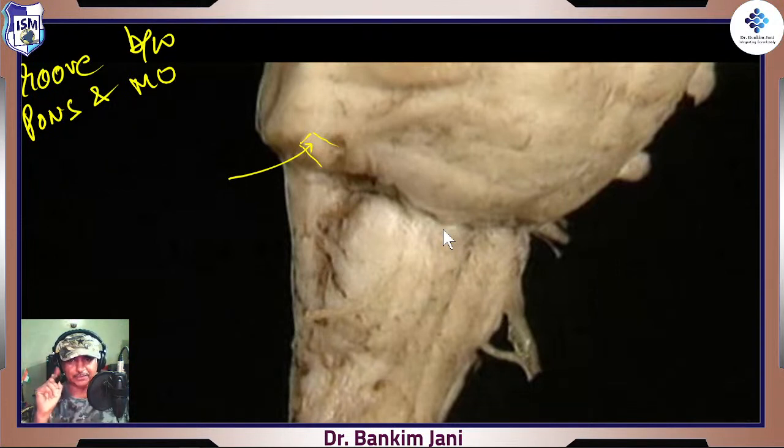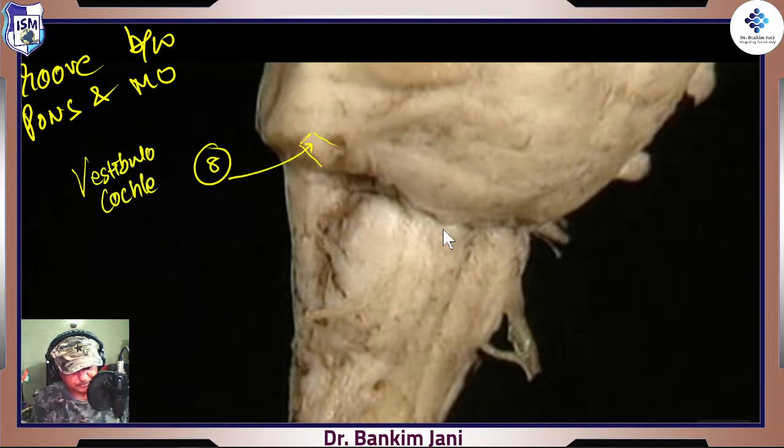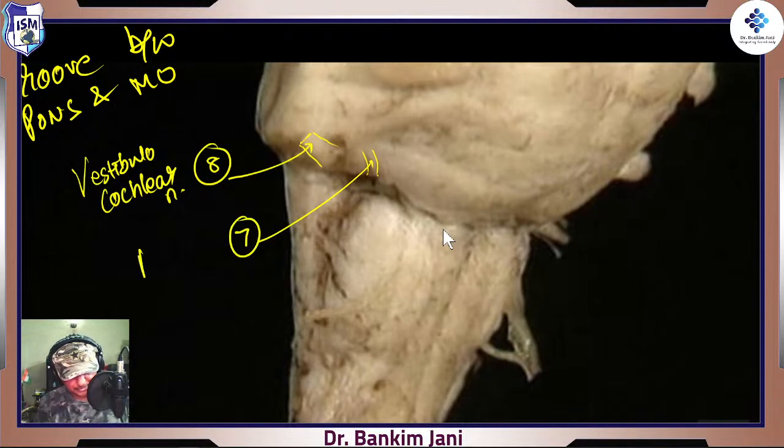We have completed how much? 12, 11, 10, 9. So this is 8th, and the 8th one is vestibulocochlear. And then comes a beautiful nerve, this one. They look so small, but actually their functions are so big. This one is the 7th, and that is facial.